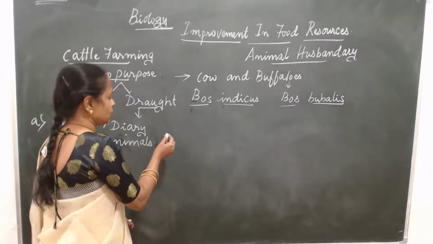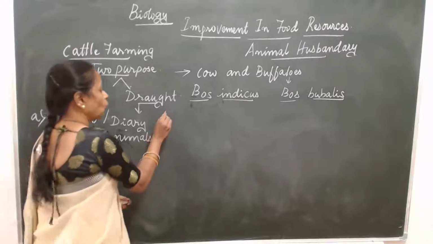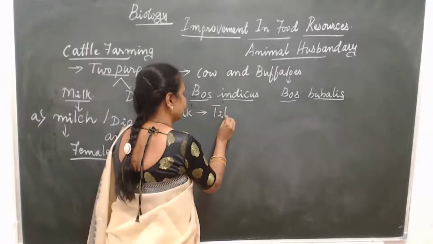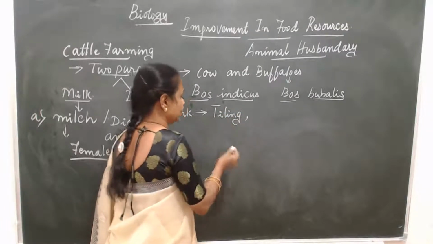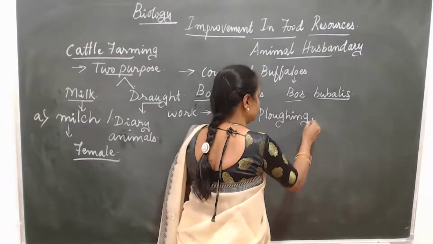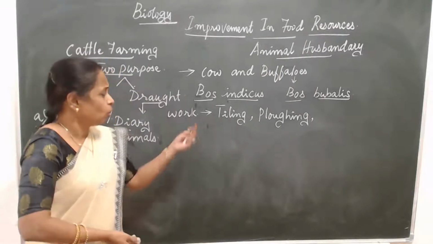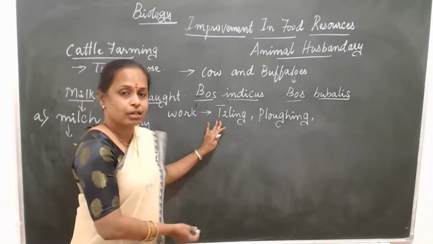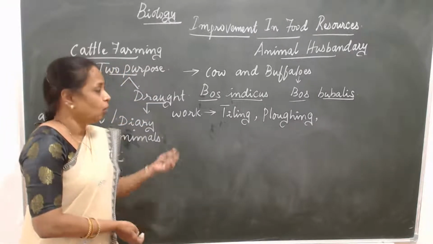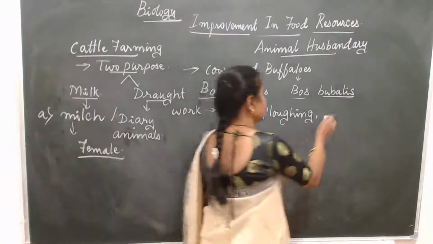Now, when I say draught animals, these are animals exclusively used for working purposes. Working cattle are called draught animals. The various works carried out by the animals are tilling, plowing, getting the land ready for sowing or for agriculture purposes. Tilling is just making the soil loose. Weeding is the method of removing the unwanted plants, that is, the weeds. And one more is cutting.